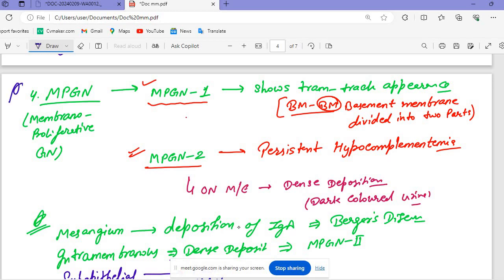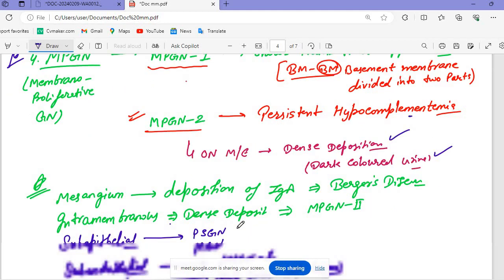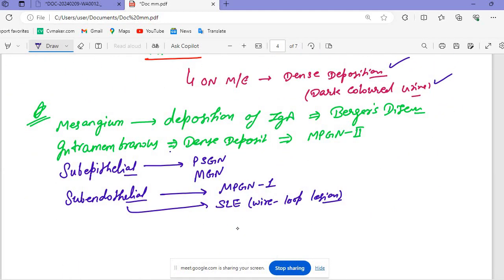Then next one is membranoproliferative glomerulonephritis, which shows the tram track appearance. In MPGN there is persistent hypocomplementemia, the complement level will be low, and there is dense deposition, so dark colored urine will be there. As a summary, the subepithelial deposition is seen in PSGN and MGN; subendothelial, remember, is seen in MPGN or SLE, the wire loop kidney. I hope this is clear. Done.